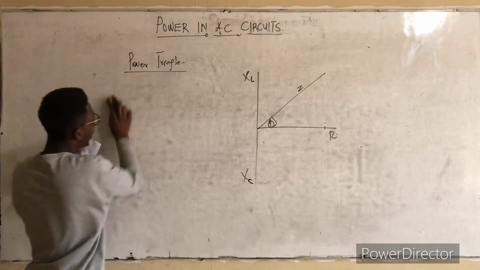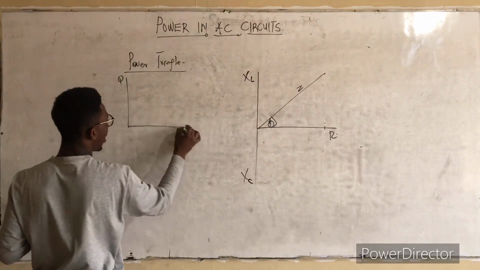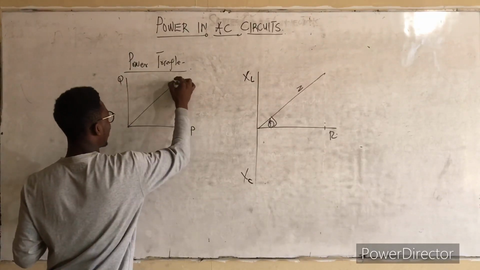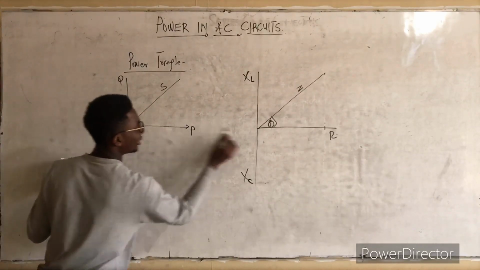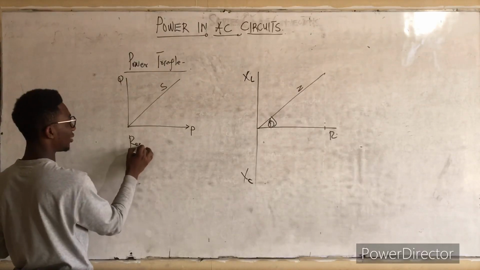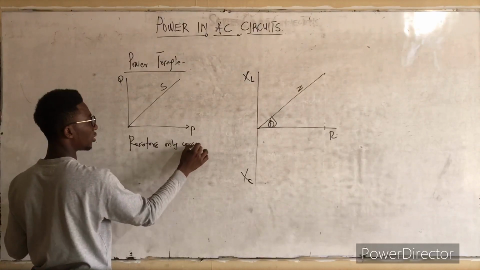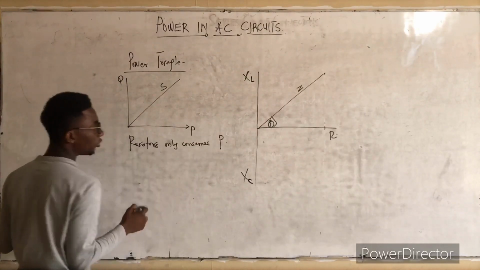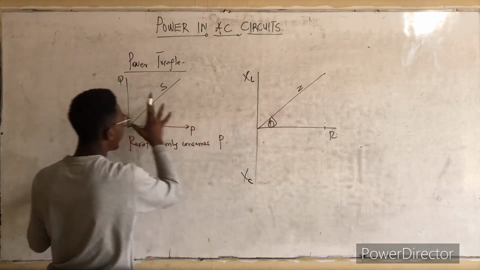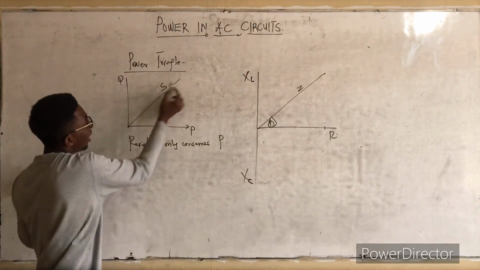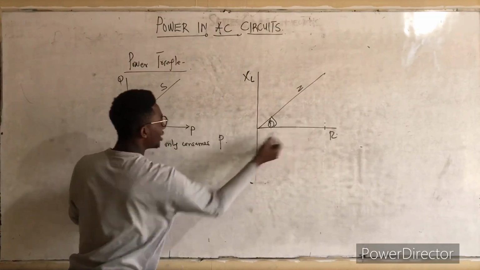If I'm drawing this in this nature, I'll have my Q here, my P here, and my S here, that is the apparent power. Resistors only consume P. So resistance only consumes the active power. If you compare this diagram and this diagram, this is the power triangle. When I bring the Q here, it makes the same angle. So resistance only consumes P, that is the same direction.